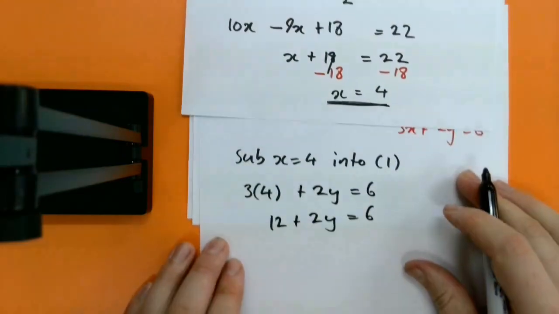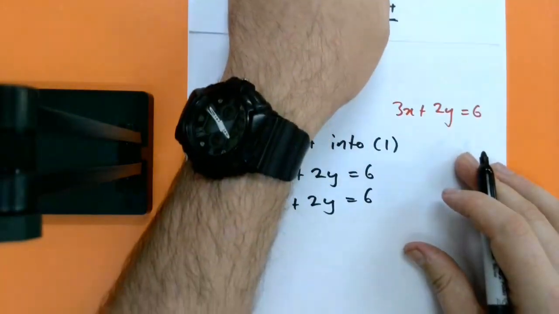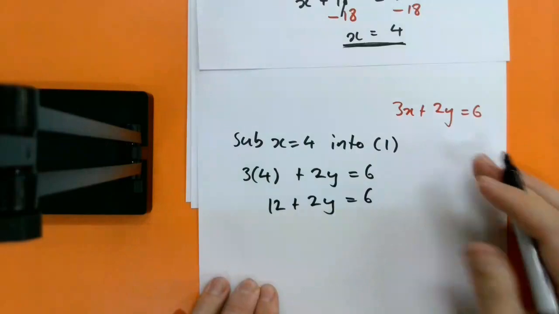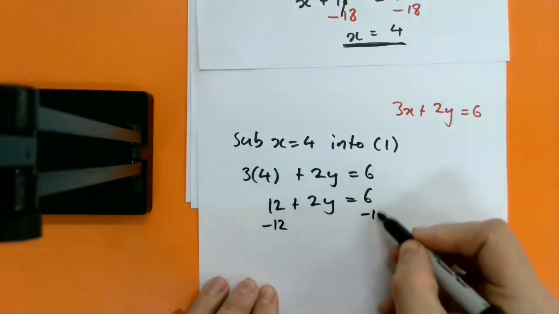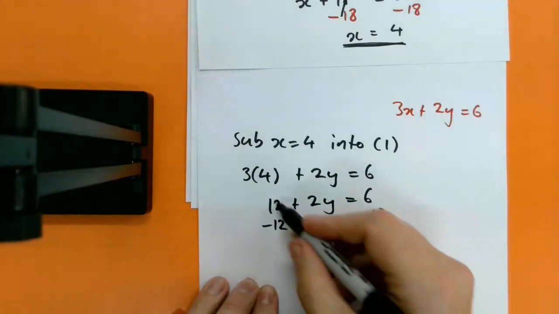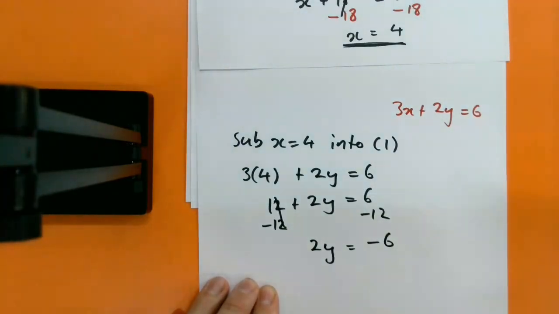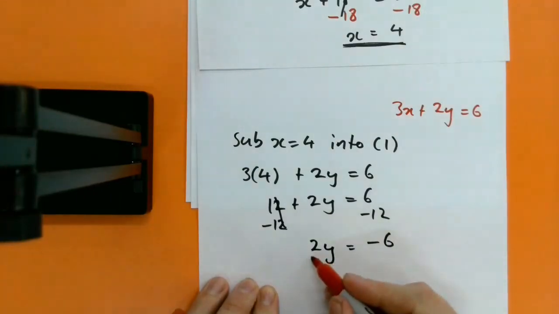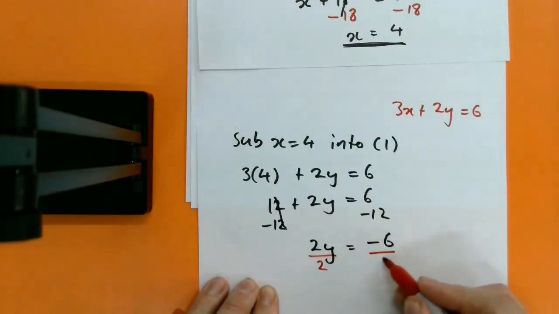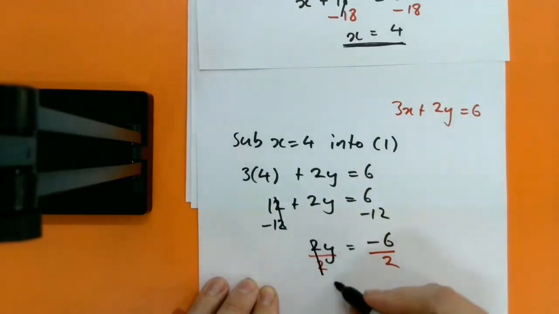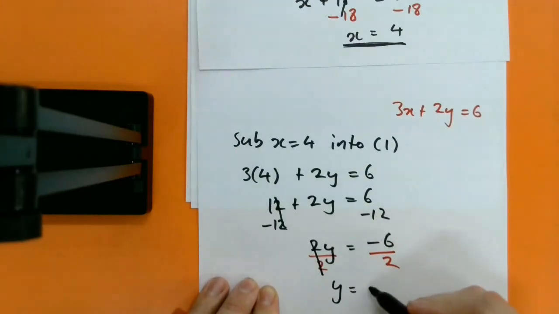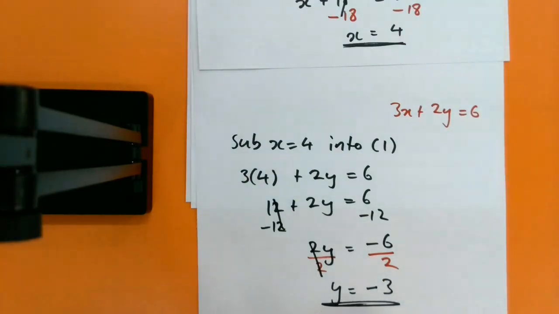Now let's just continue moving this up, so you can see what's happening. Now I'm going to minus 12 from both sides to get the 2y by itself. That will cancel, leaving us with 2y is equal to 6 minus 12 is minus 6. We're nearly there, after all of that. Divide both sides by 2, to leave us with y is equal to negative 6 divided by 2 is negative 3. So the solution to these two equations is x is equal to 4 and y equals negative 3.